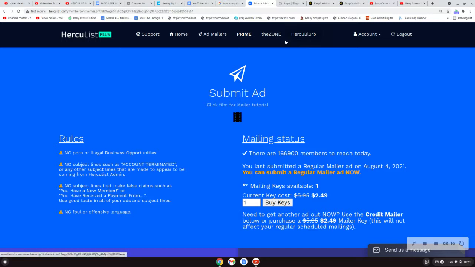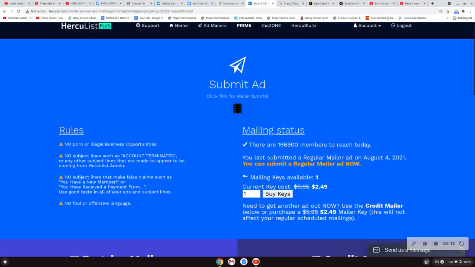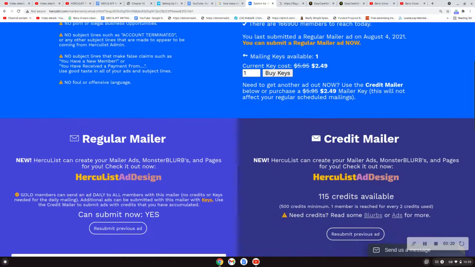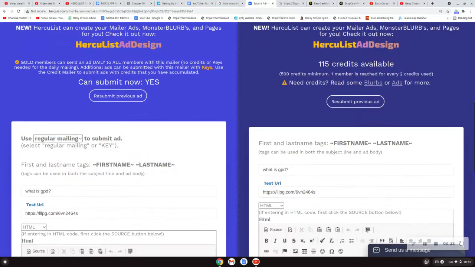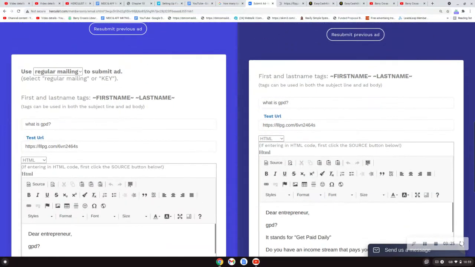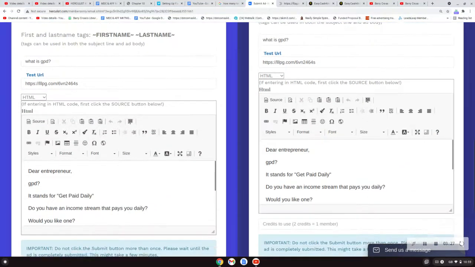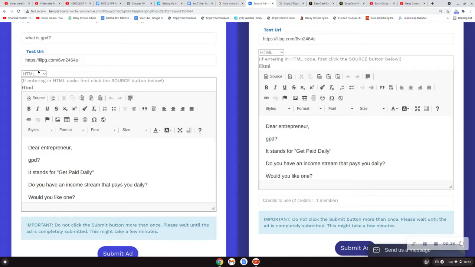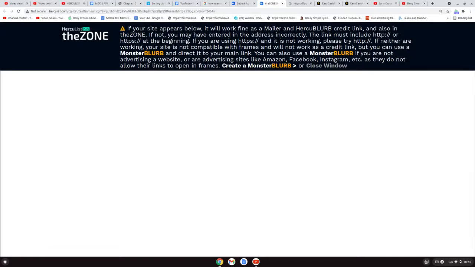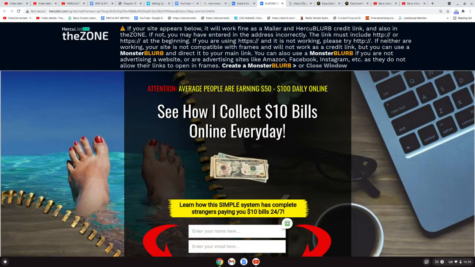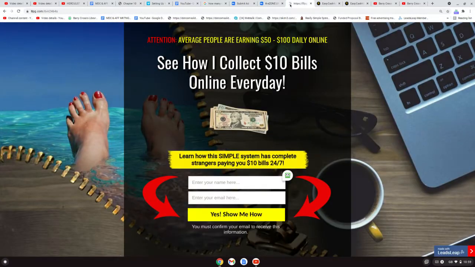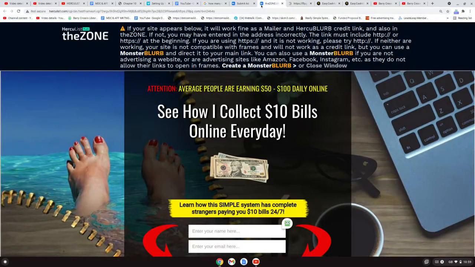Anyway, so you'll see here when I go into resubmit ad, Herculist, it's great. It stores all your messages. And this is my advert. Now, when we scroll down, we can test the URL, and you'll see this is the lead capture page that I've been using for Easy Cash for ads. And that's the one that I use within the email copy.